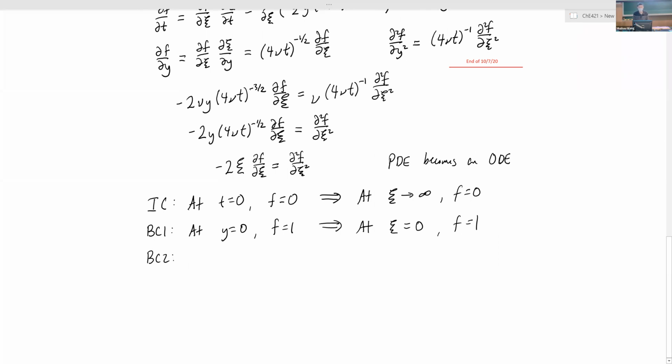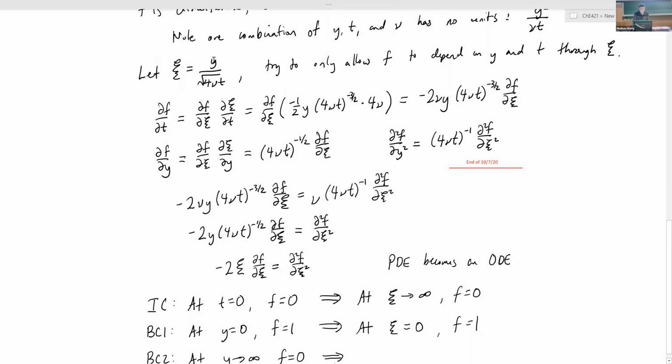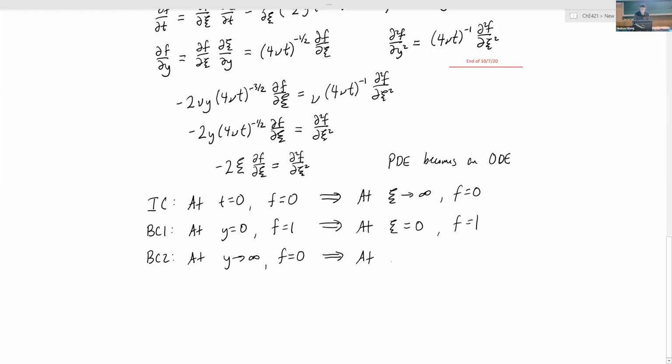Boundary condition 2 was that at y goes to infinity, really far away from the plate, we have 0 velocity. And that implies, again, right here, when y goes to infinity and for finite values of time, then c goes to infinity as well. So at c goes to infinity, f is equal to 0.